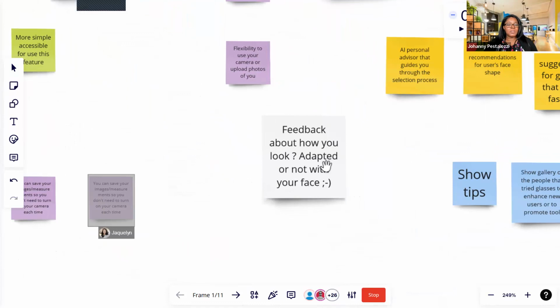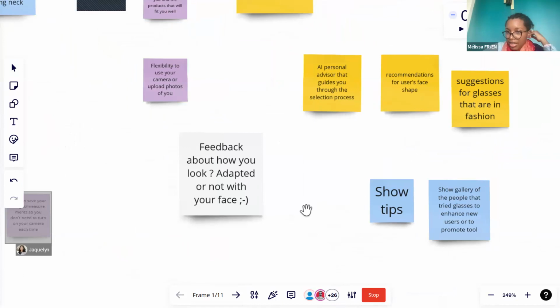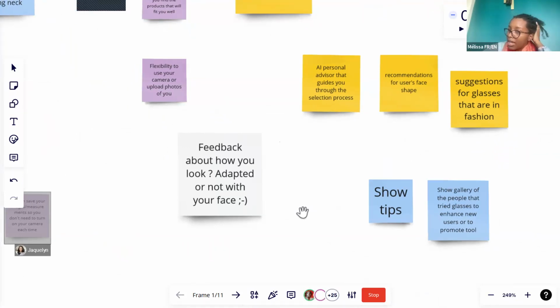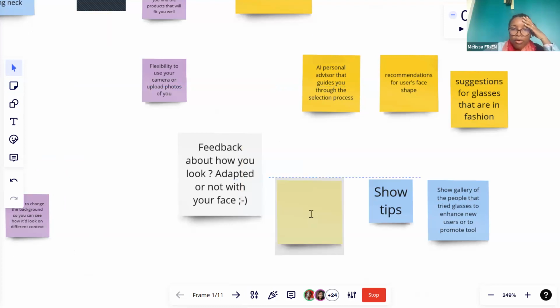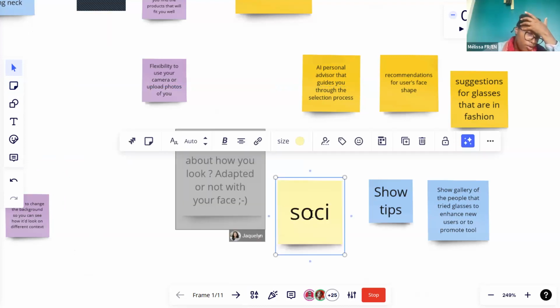So maybe you mean using AI to recommend you certain glasses. I'm not sure if this app includes this, but it's definitely a good tip. Exactly. Yes, with a feedback, some smiley or maybe a community to talk about if you look nice or not, and maybe propose other products more adapted to your morphology.